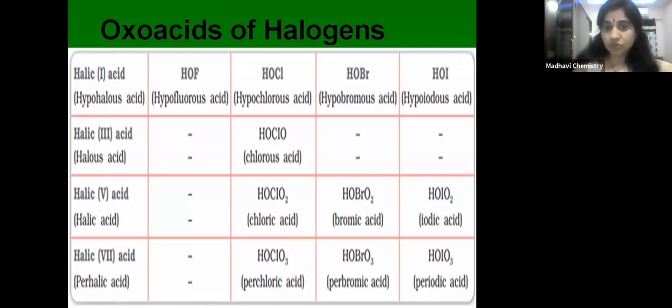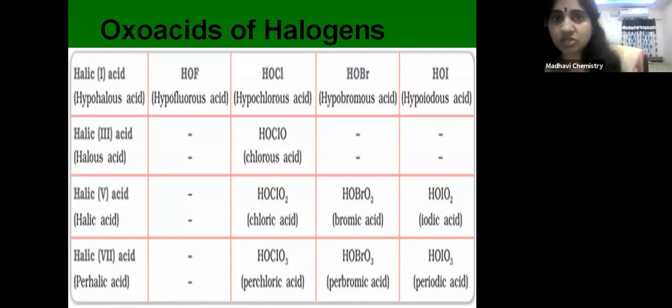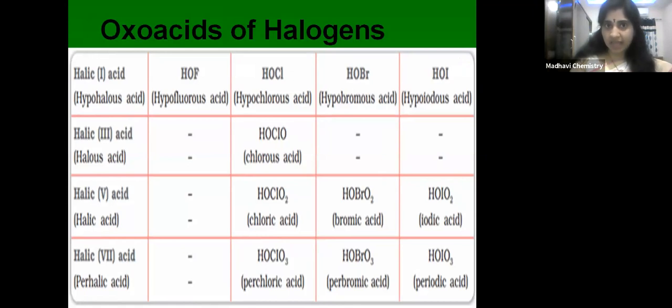What is an acid? You know, the substance which gives H plus ion is called an acid. But what is an oxoacid? Along with the H plus, if oxygen is also present, then those acids are called oxoacids of halogens. So these halogens are able to form many oxoacids, for example hypohalous acids, halous acids, halic acids, and perhalic acids.